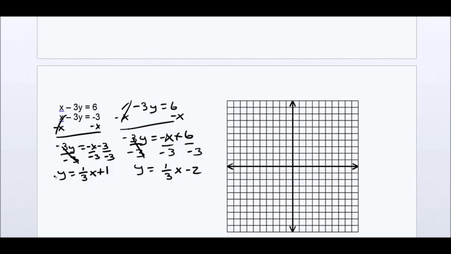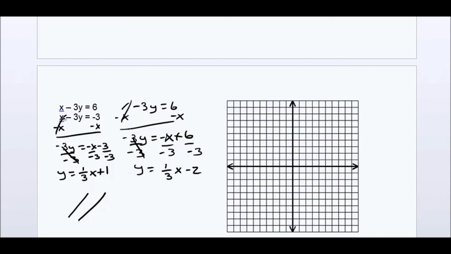Whenever you have the same slope, you don't have to graph it. The answer is always going to be no solution. If you have the same slope, then you have the same steepness for both lines. They're just at two different locations. And if you have the same steepness for two different lines, then that means they're parallel.